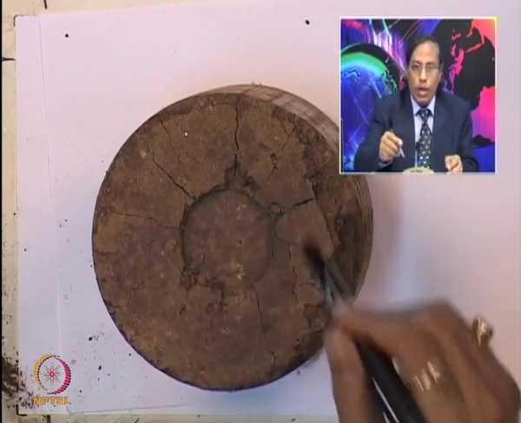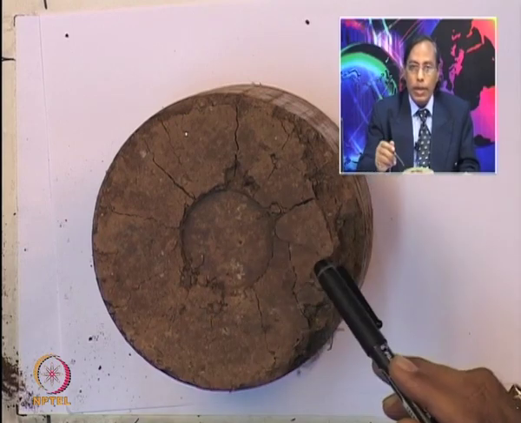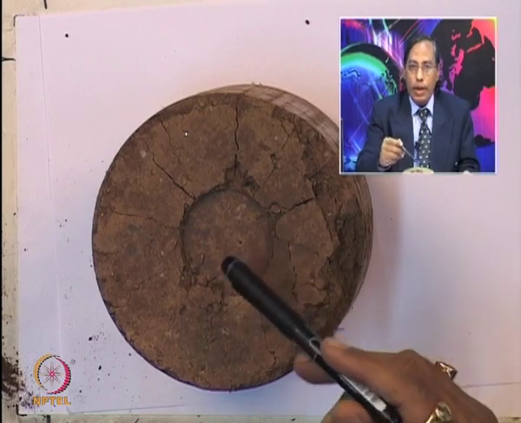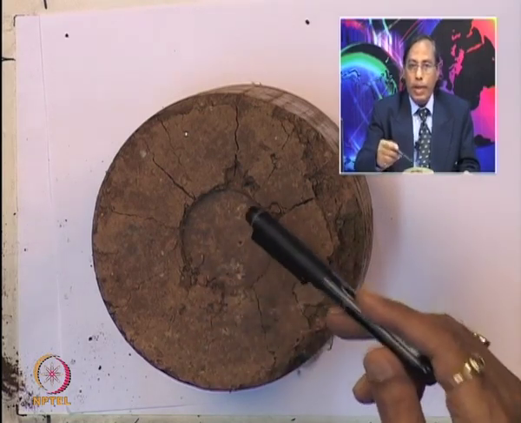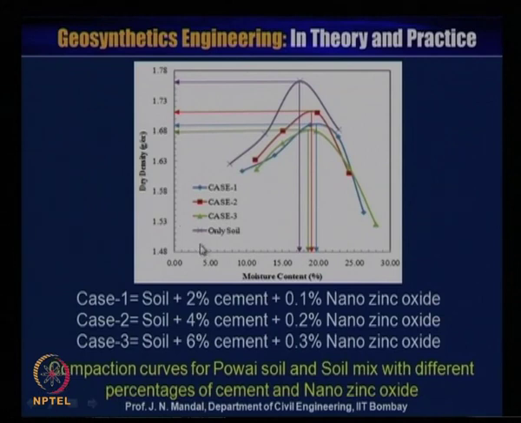Okay, so I will show you some of the compaction test results. If you draw the dry density versus the moisture content, what is happening in the case of the conventional soil, and in the case when you are introducing this cement and the nano zinc oxide material? This slide shows the compaction curve of the Powai soil and soil mixed with different percentages of cement and nano zinc oxide material. You look at this curve and note the optimum moisture content here and the dry density here.